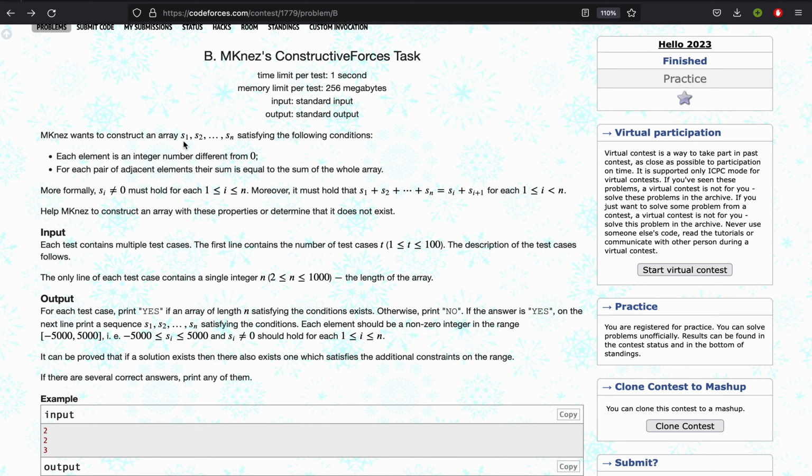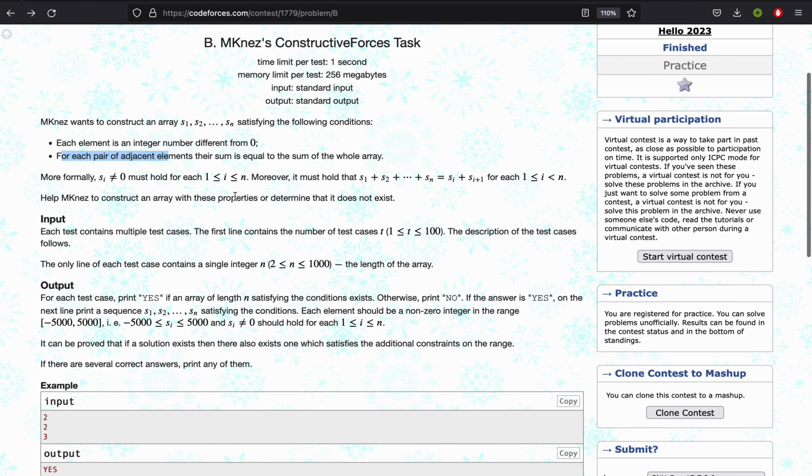That means any si is not equal to 0, and for each pair of adjacent elements, their sum must be equal to the sum of the whole array. That is, the sum from s1 to sn, the sum of the whole array, is equal to the sum of any adjacent pair.